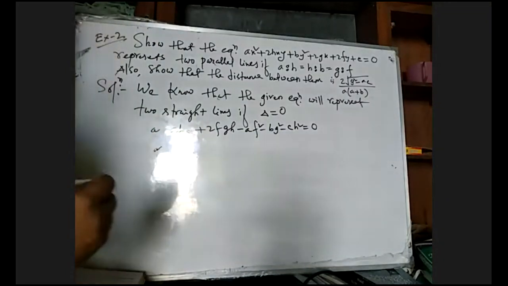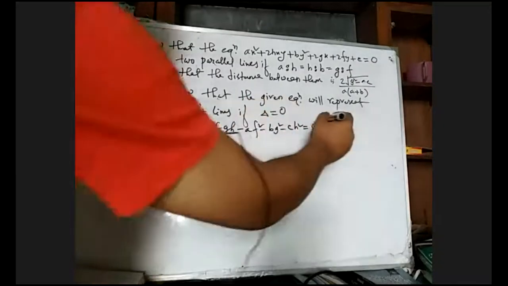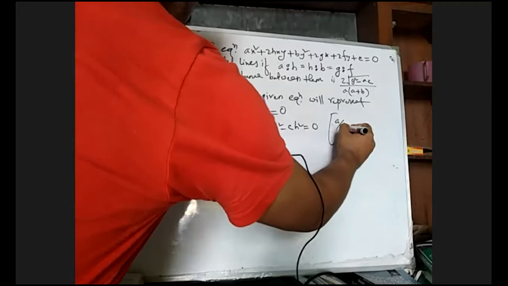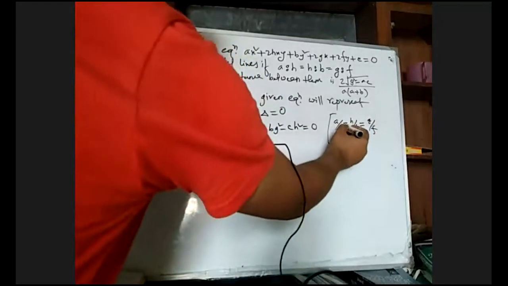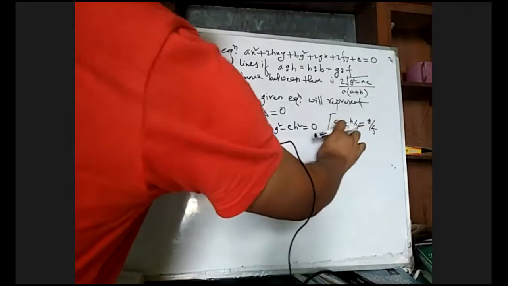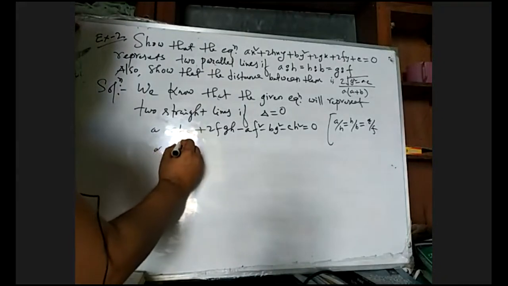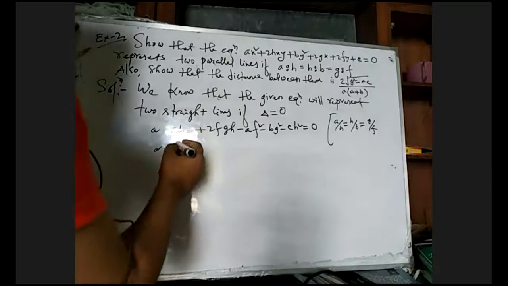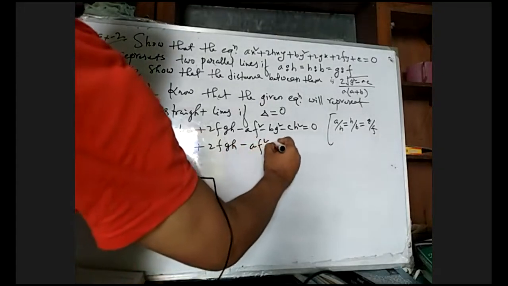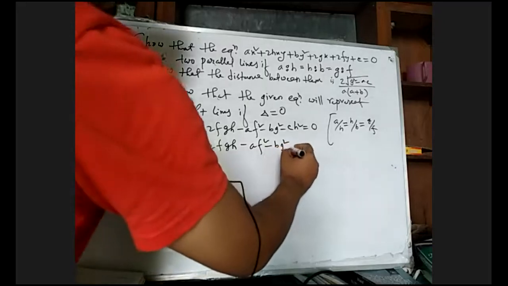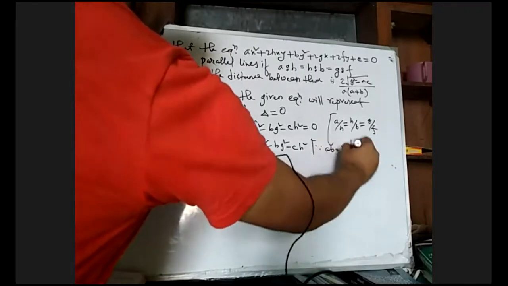Since ab equals h squared, we are given a divided by h equals h divided by b equals g divided by f. So from this ratio, ab equals h squared, right? So abc plus 2fgh minus af squared minus bg squared minus ch squared, since ab equals h squared from the given ratio.